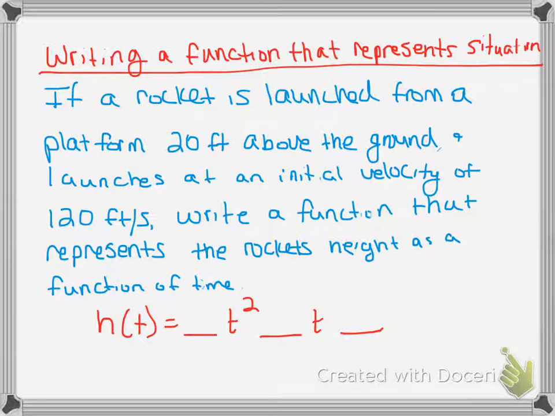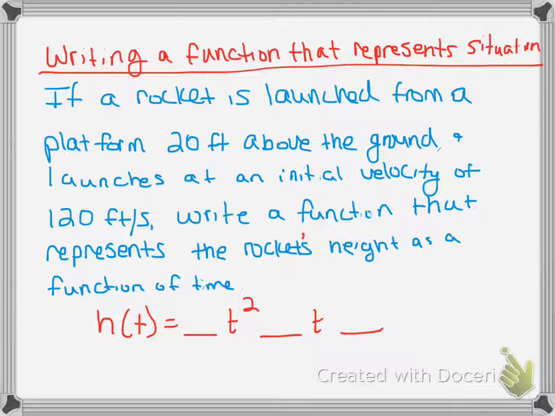So what we haven't done is what to do when you're not given what the actual equation is. So we're going to look at this. You can probably do this pretty easily. You probably figured out what each of them is, but let's look at it. So if a rocket is launched from a platform 20 feet above the ground and launches at an initial velocity of 120 feet per second, write a function that represents the rocket's height as a function of time.